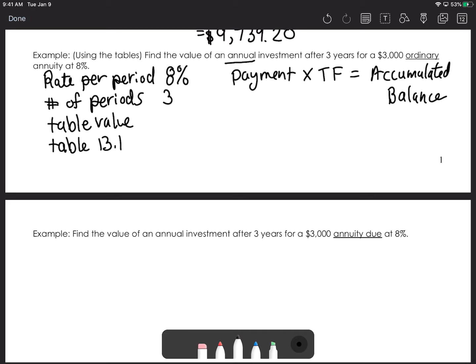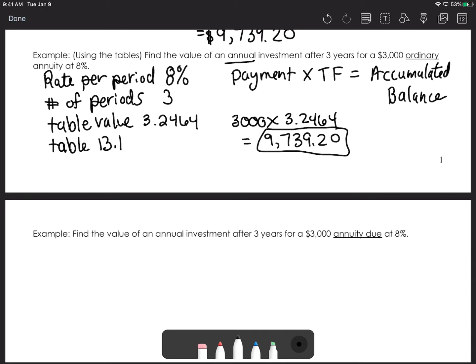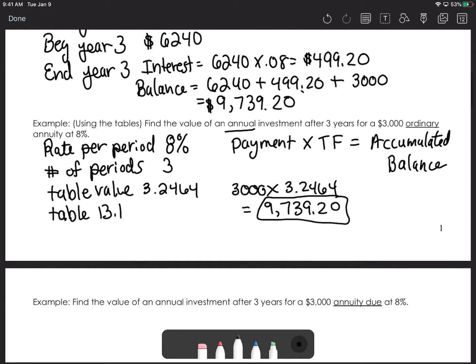When we do that, we get a table factor that is 3.2464. So that means we're going to take the payment, which is $3,000, times 3.2464, and when we multiply that out, we're going to get $9,739.20, which is exactly the same thing we got when we did it up here by hand.